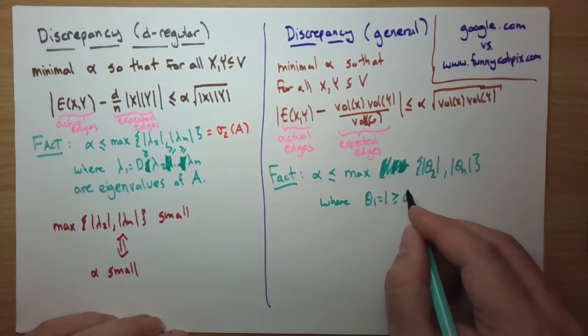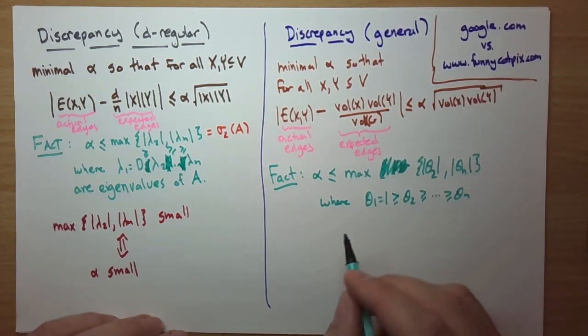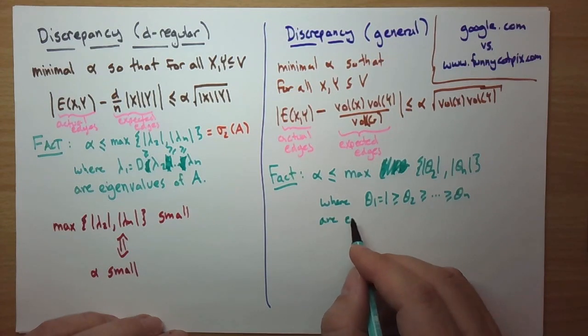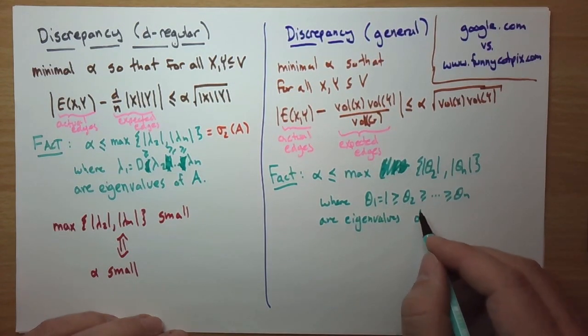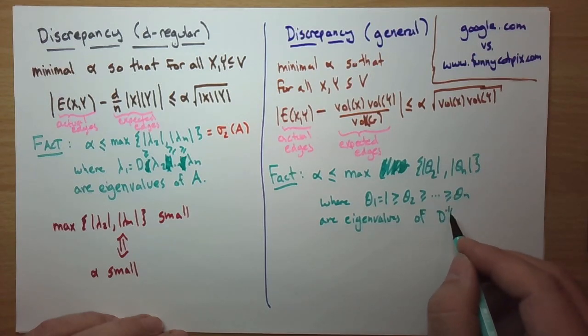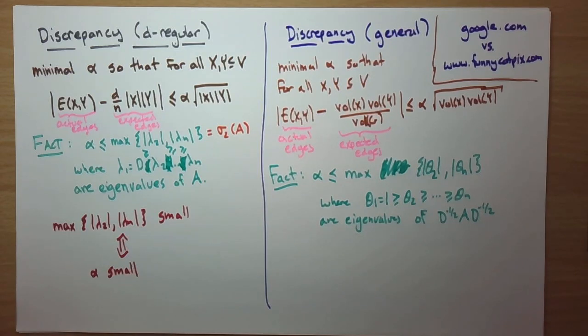Theta 1 greater than or equal to theta 2, greater than or equal to ..., greater than or equal to theta n are the eigenvalues of D to the minus 1/2 A D to the minus 1/2. So you can think of this as the normalized adjacency. You can replace this by your probability transition matrix if you like.